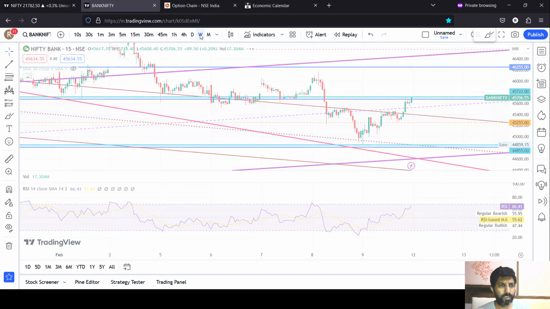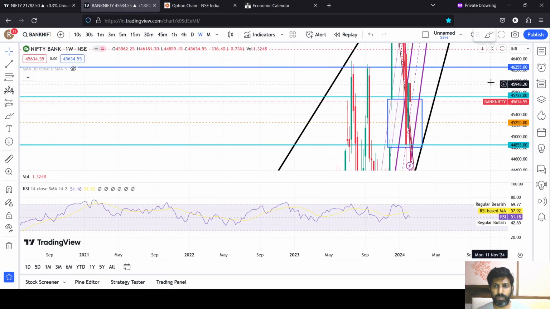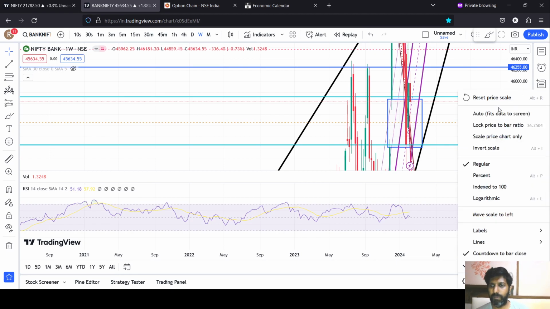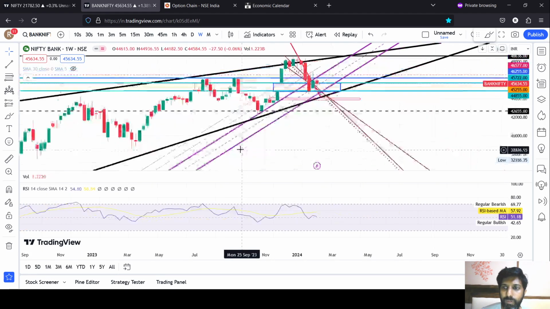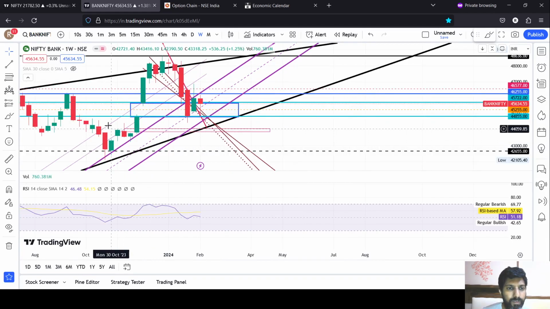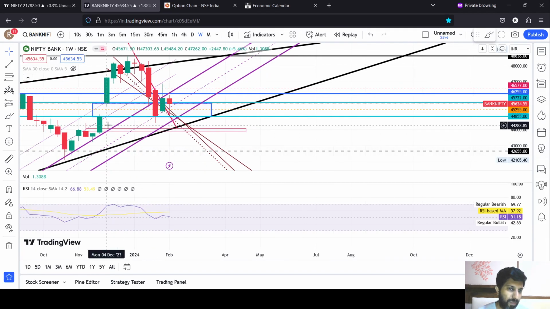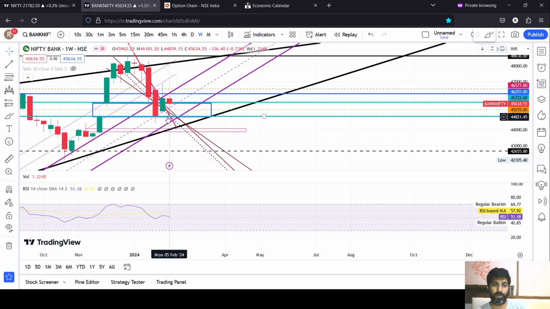Also, let's quickly take a look at the weekly chart for Bank Nifty. The weekly chart is showing a kind of bearish hammer, in the sense the candle is bearish because the close was below the open for the week, but the long wick at the bottom suggests that there is buying seen, or buyers are willing to enter the market at a lower price and take the price higher. So it has formed a bearish hammer candle.